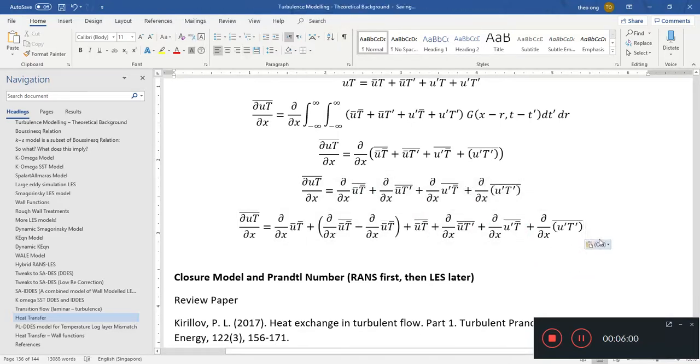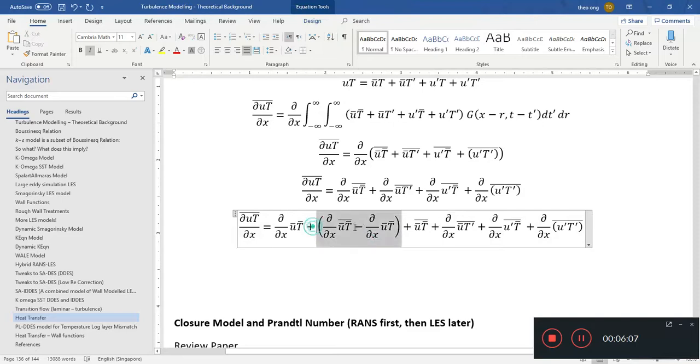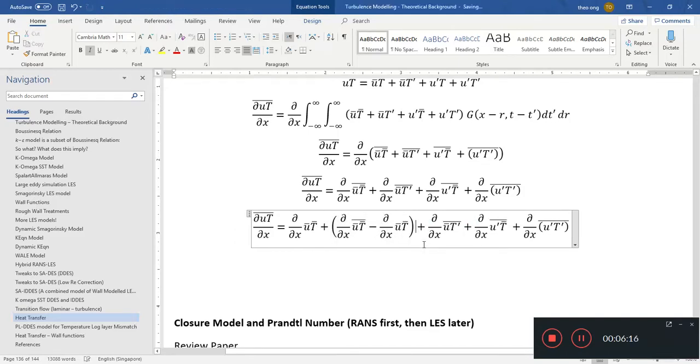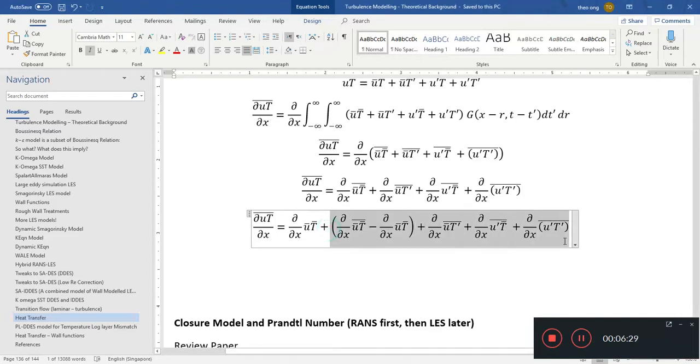Now if you remember our large eddy simulation, this one is analogous to the Leonard stress tensor. This one I can cancel out, it's not supposed to be there. This one is like the Leonard tensor, this one is like the cross tensor, and this one is like the Reynolds tensor. Together, all these three form some sort of subgrid tensor.